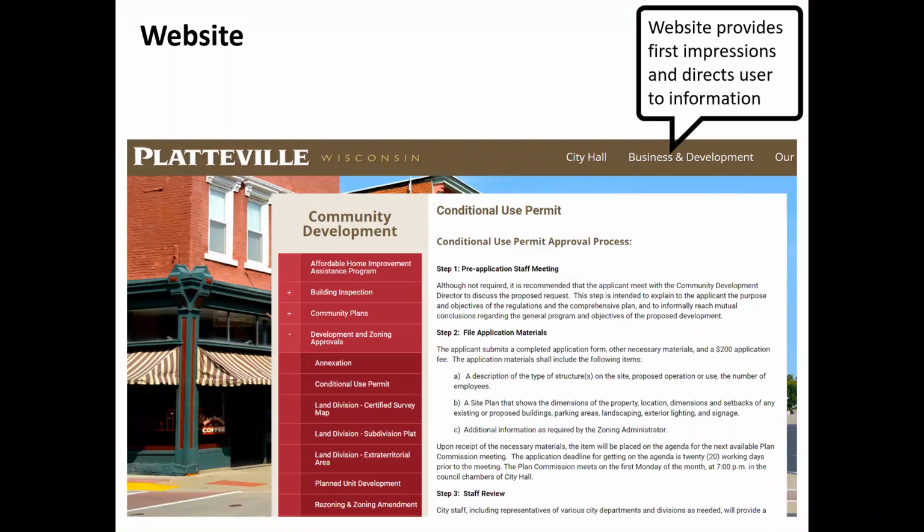One is your website. Your website is oftentimes the first impression that users have. People go there looking for information. They want an easy explanation of what your ordinance says. They don't necessarily want to look into your code book. They simply want to know about the permit that they're applying for and how to go about doing that. So I recommend reviewing your website to make sure that it has that easy, simple, step-by-step, and friendly language where appropriate.